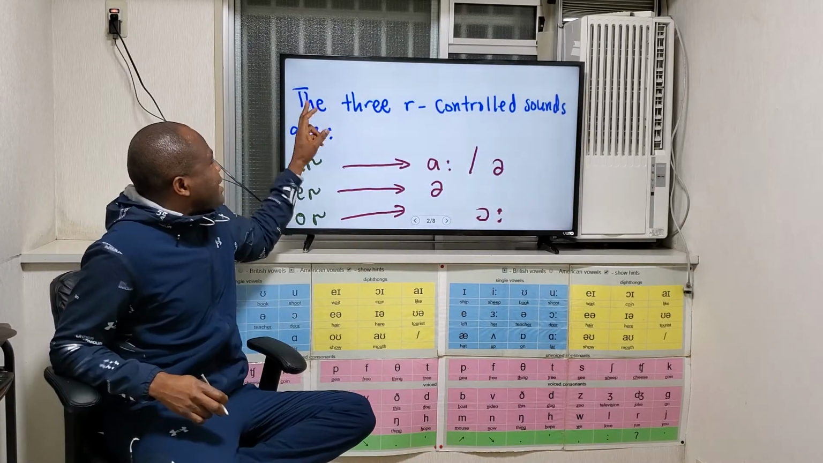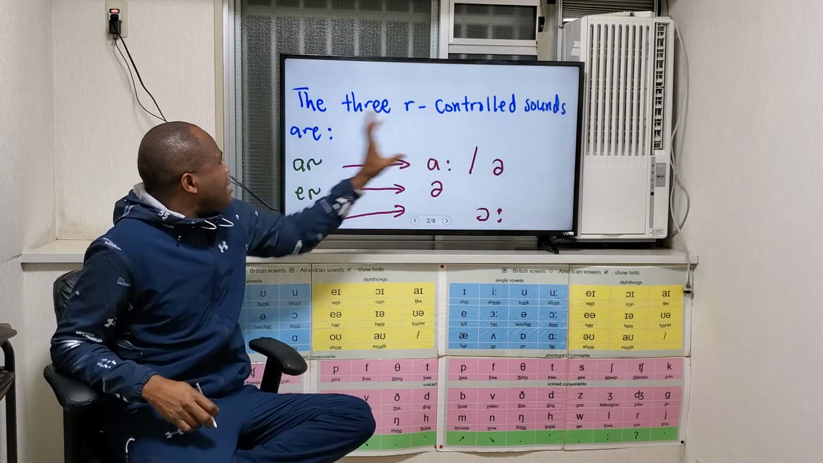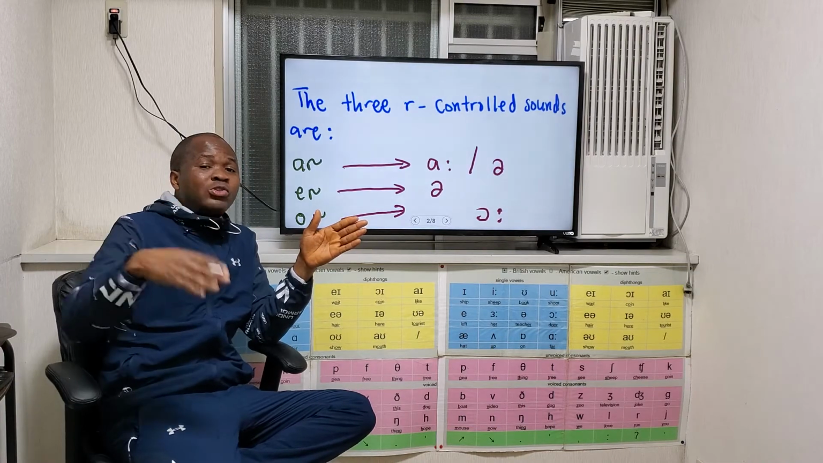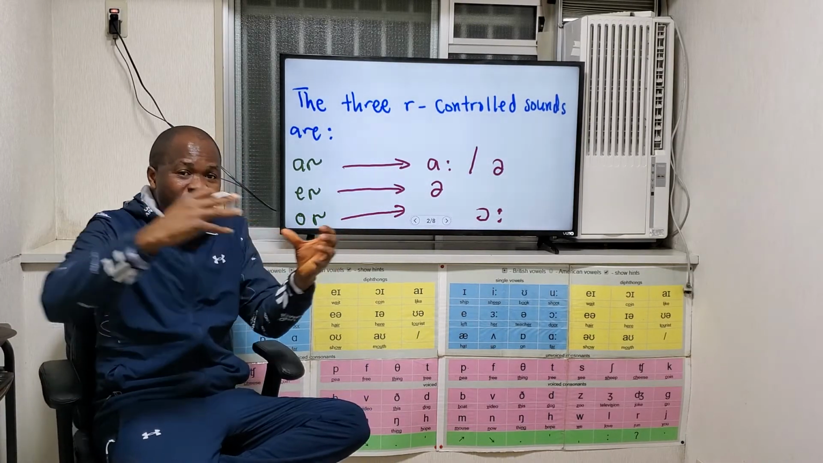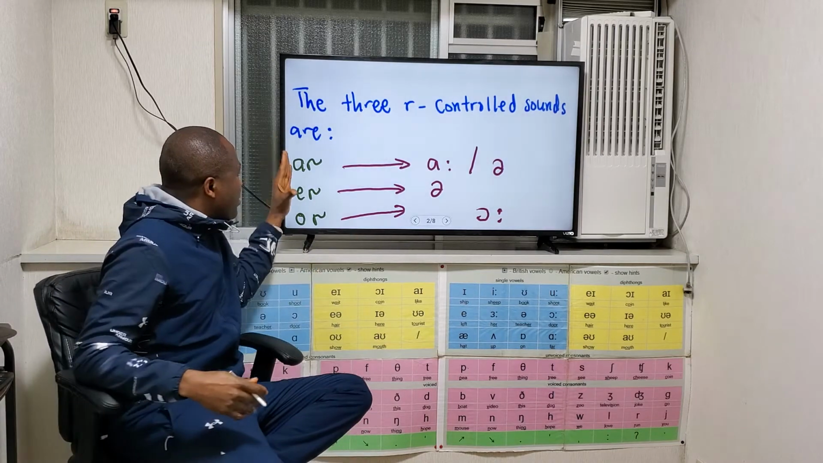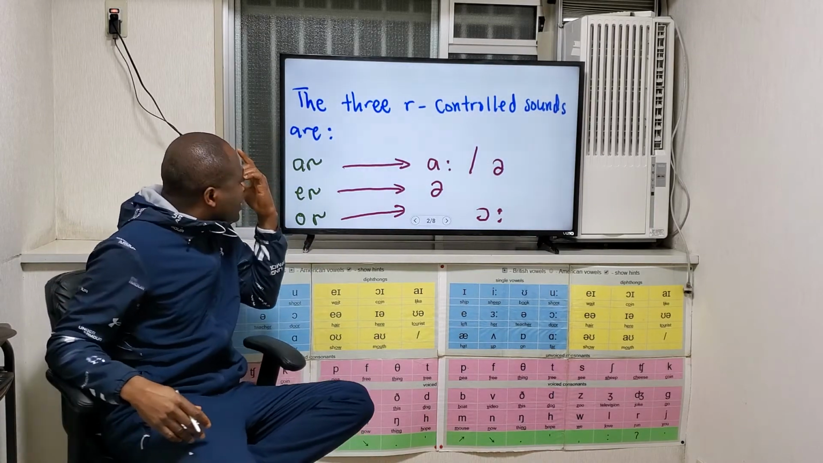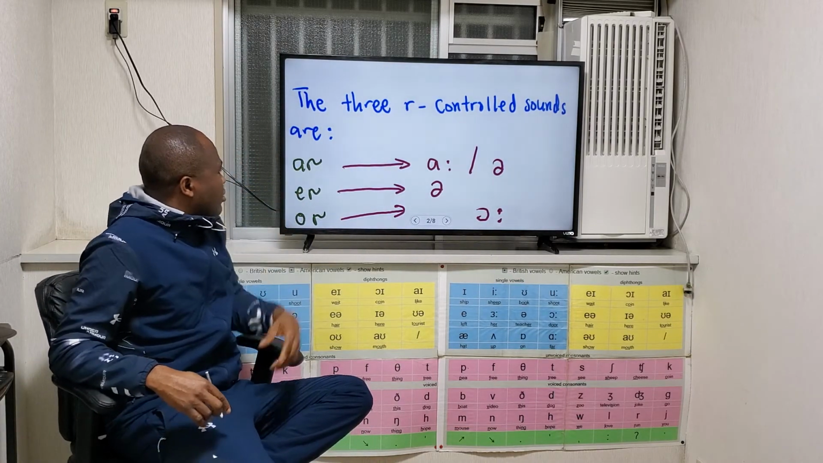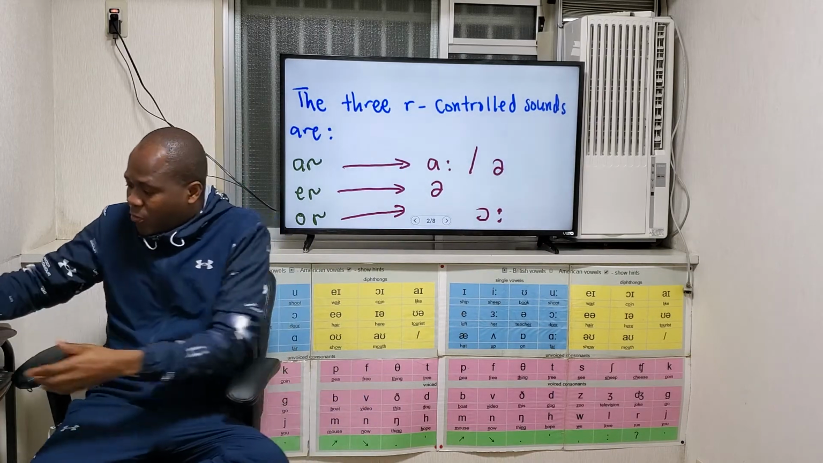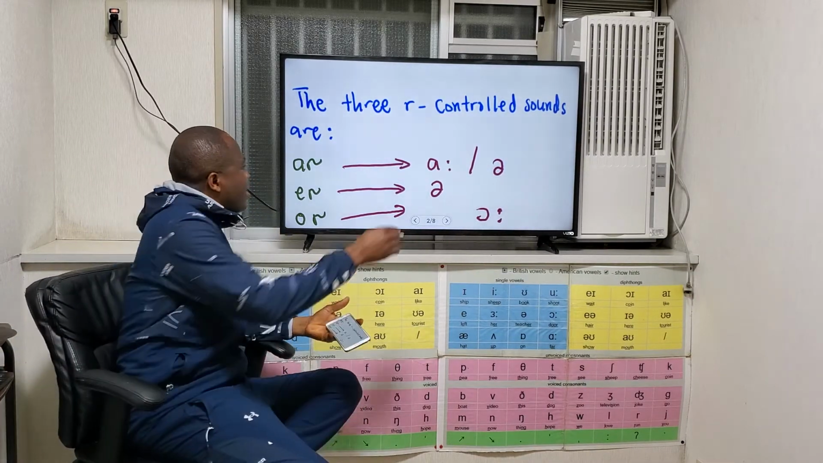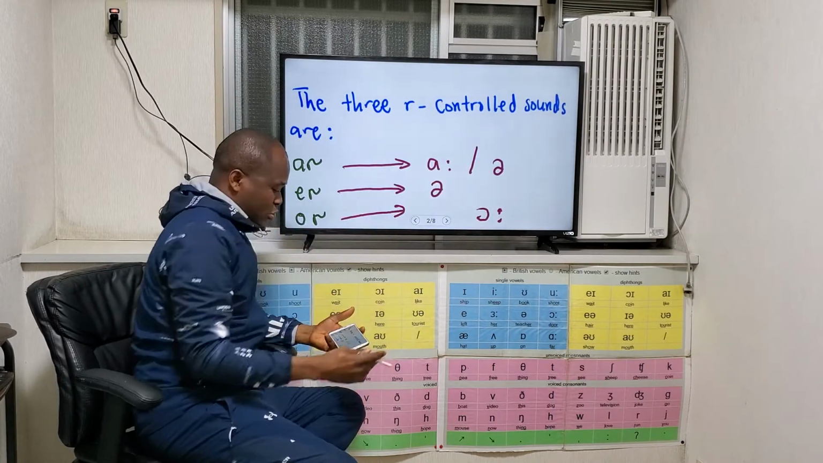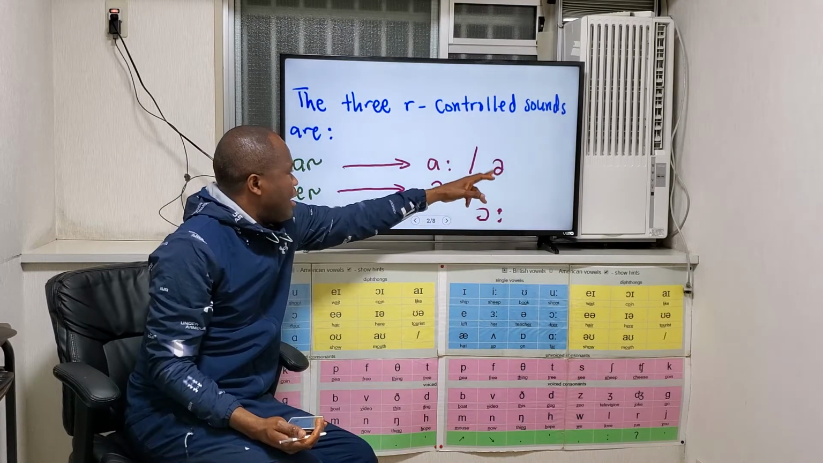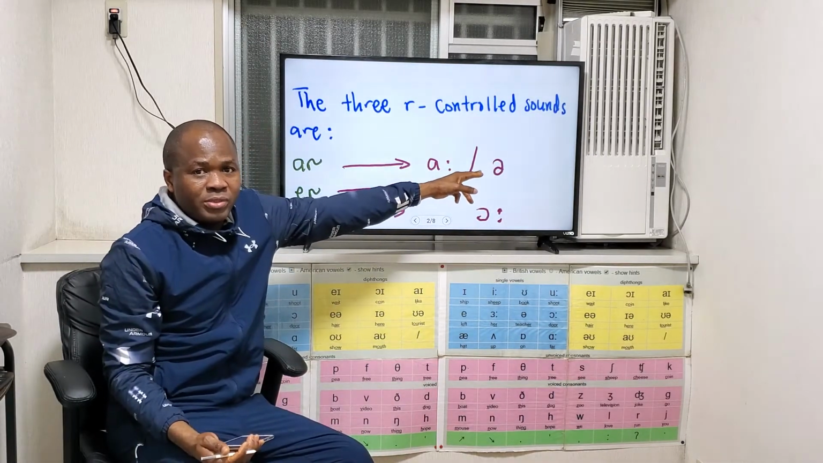Then we are saying that the three R controlled sounds are, actually there are many, but we are talking about the three main types of the R control. The other types are generated. So we are looking at the basic one, the fundamental one. The three R controlled sounds are AR. The AR is capable of making two sounds. It can make the R or, like for example, ago, about. Okay.